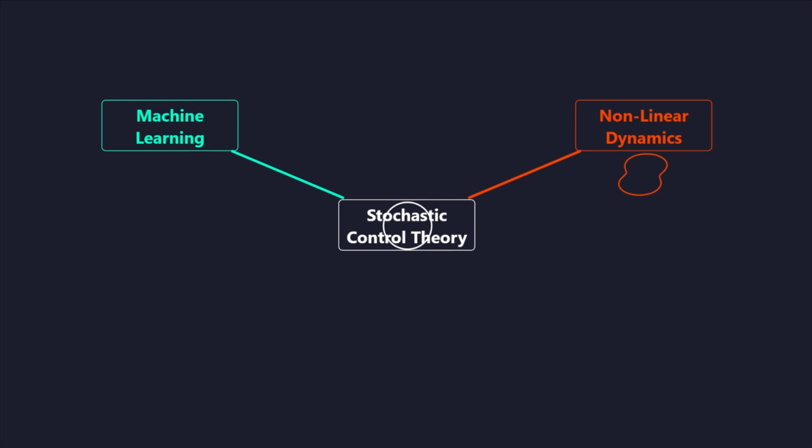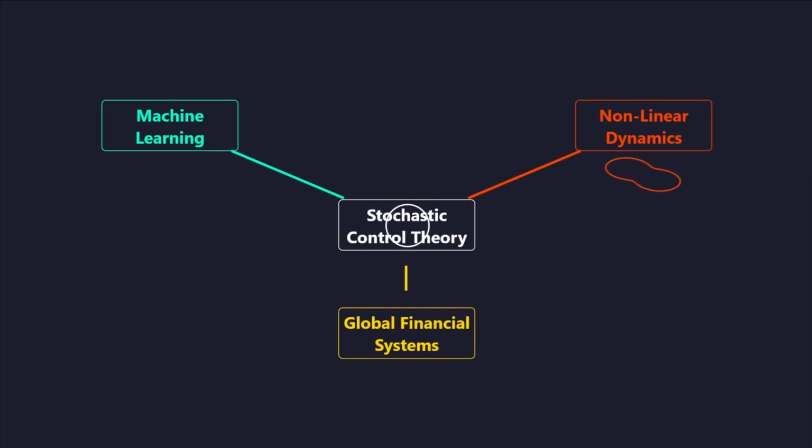Modern stochastic control theory continues to evolve, incorporating machine learning and nonlinear dynamics to manage the inherent randomness of global financial systems. Randomness can never be eliminated, but through the language of stochastic equations, it can be measured, priced, and mastered within the architecture of Wall Street.